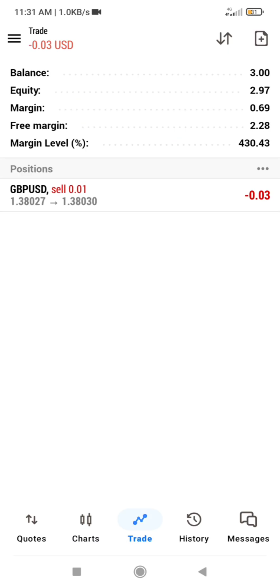Okay, so you can see now, any amount of money you gain or lose is being deducted from this $3. That is how it is. So it's not reasonable for you to open any lot size that is bigger than this account.